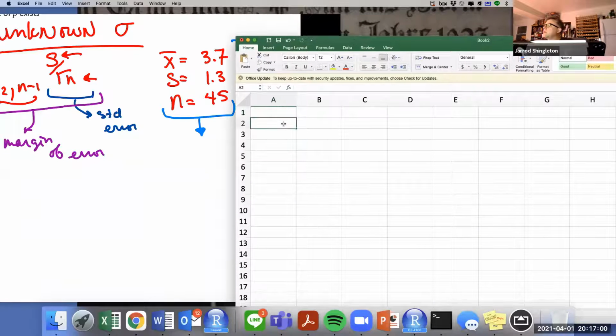Okay. And I like to lay out all of my different pieces. So I got my X bar, I have my S, I have N, and I also like to minimize the amount of computations in some of my calculations. So I'm gonna make something for square root of N here too. I know I'm gonna need it, so I'm gonna put square root of N there. Now I need my confidence interval.